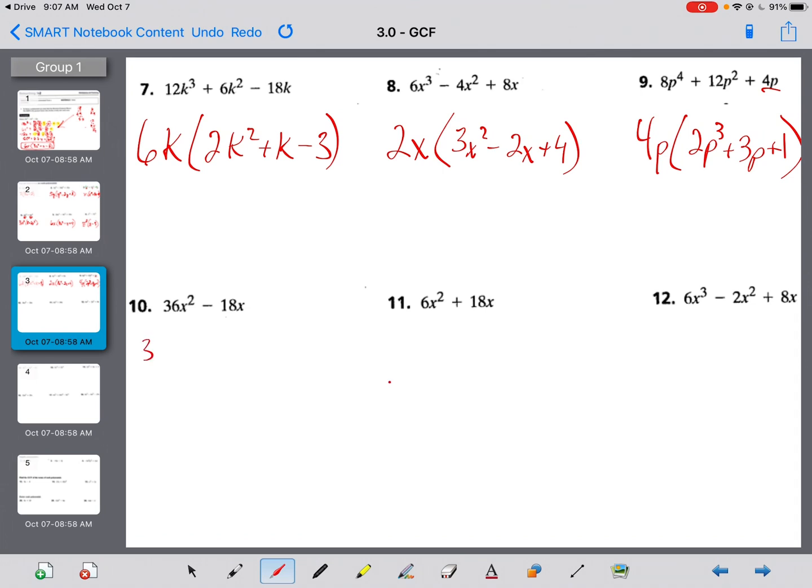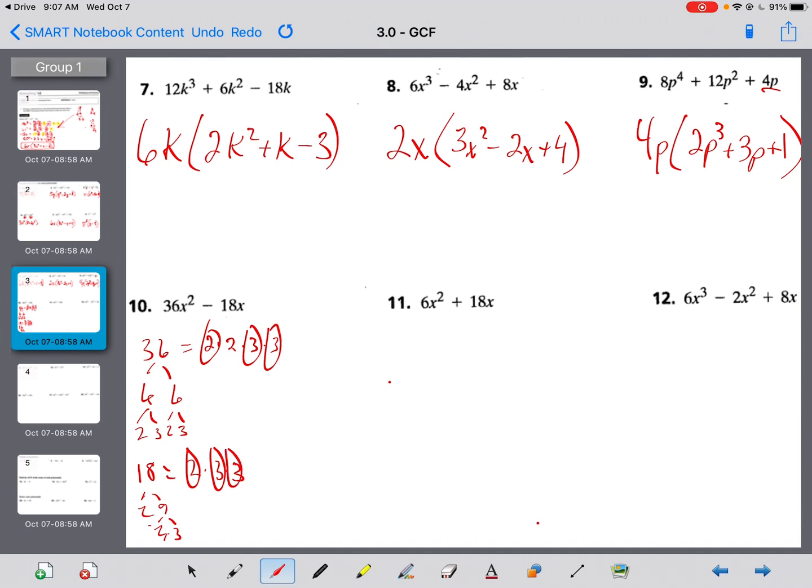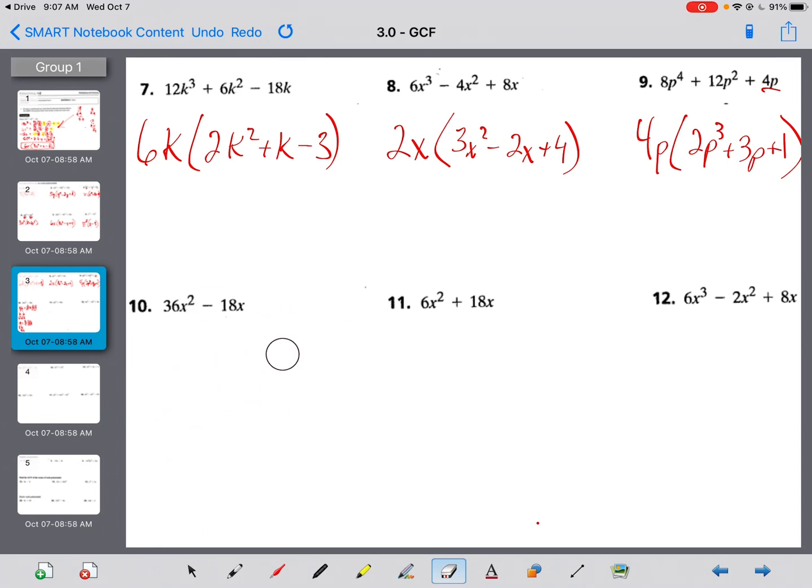And if you weren't sure, you could do, okay, let's break 36 apart. Well, I know it's 6 times 6, and then I know that's 2 times 3, and that's 2 times 3. So 36 is 2 times 2 times 3 times 3. And if I needed to do 18, 2 and 9, 3 and 3. So 18 is 2 times 3 times 3. They have a 2 in common. They have a 3 and another 3. 2 times, they have 18 in common. Okay? If I need to, I can do that on scratch paper.